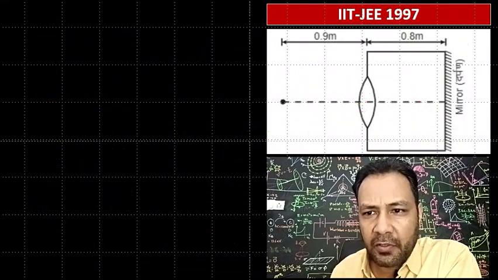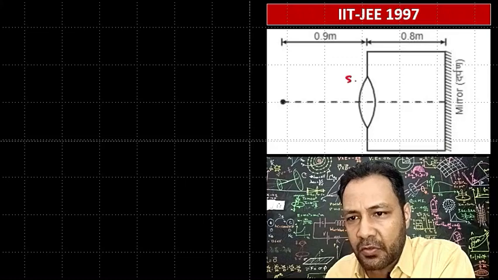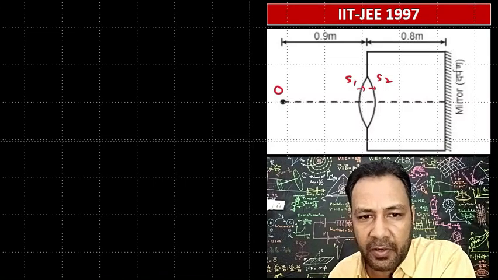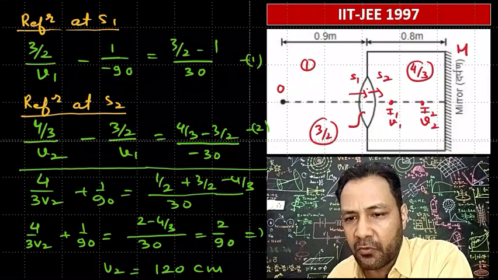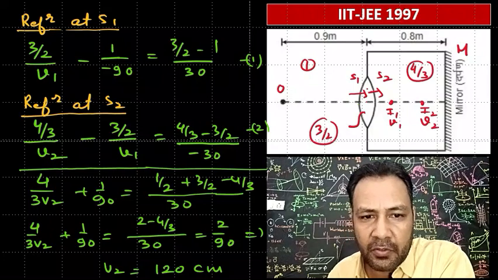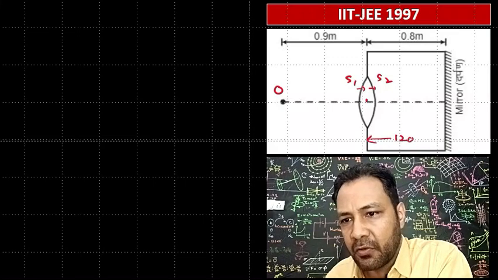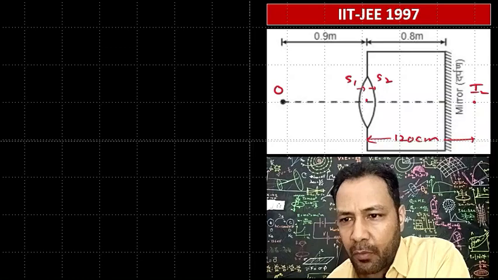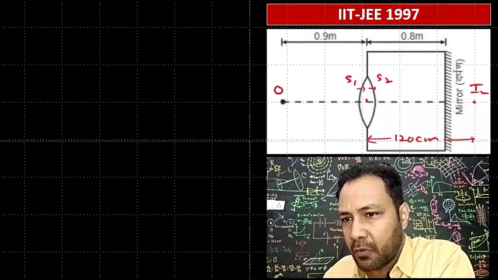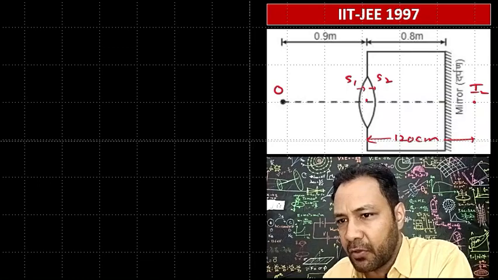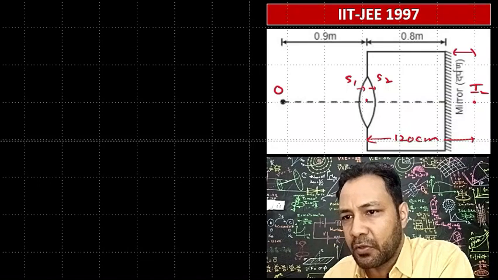In the next diagram, what I can say is that this was S1, this was S2. O, first refraction has taken place, second refraction has taken place. After the second refraction, the image formed is V2, 120 centimeter. So 120 centimeter means from here, 120 centimeter like this. That is actually V2, or that is I2. So this image will be the object for the plane mirror. So this is 80 centimeter, 120 centimeter, so this will be 40 centimeter.